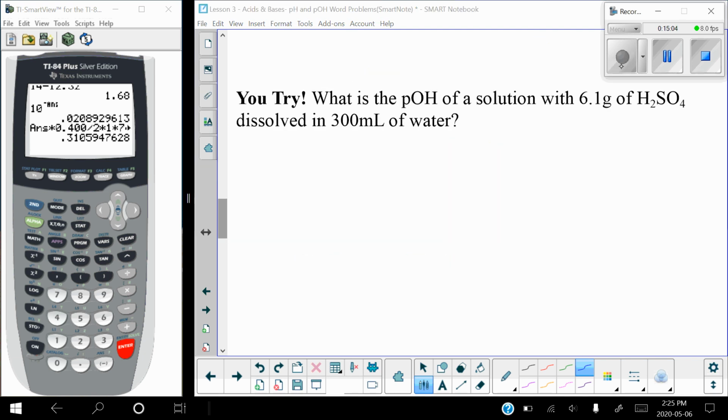Okay, we have a question here for you to try on your own. What is the pOH of a solution with 6.1 grams of sulfuric acid dissolved in 300 milliliters of water? Pause the screen. You can go through the answer. Once you're ready, you can unpause and I'll have the full solution for you.